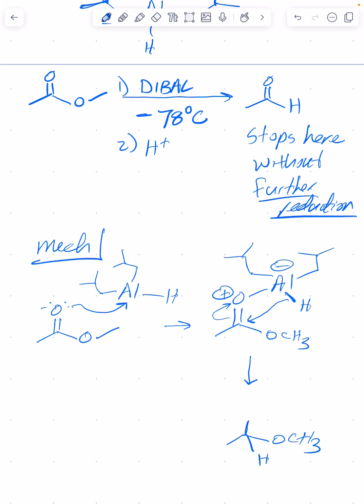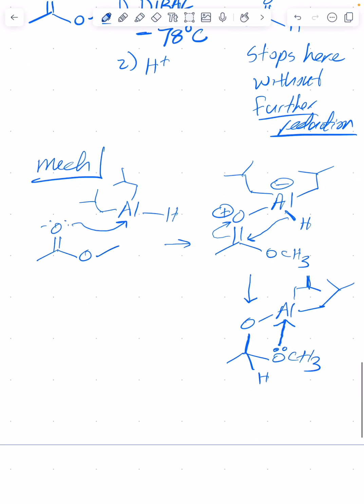So I've delivered the H- nucleophile, and now what I have is the bond of that oxygen to aluminum, but I also have a lone pair of electrons on this OCH3 group, which can donate into that newly empty orbital on aluminum and stabilize this complex. So I get stuck here, and what I effectively have is a stabilized tetrahedral intermediate. And that's super important, right? Because if I have a stabilized tetrahedral intermediate, it can't form the aldehyde, which could then reduce further.